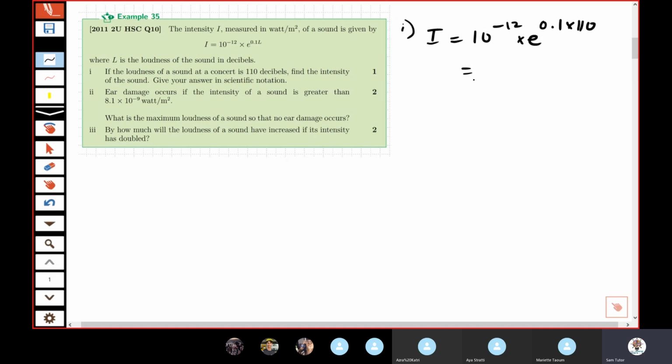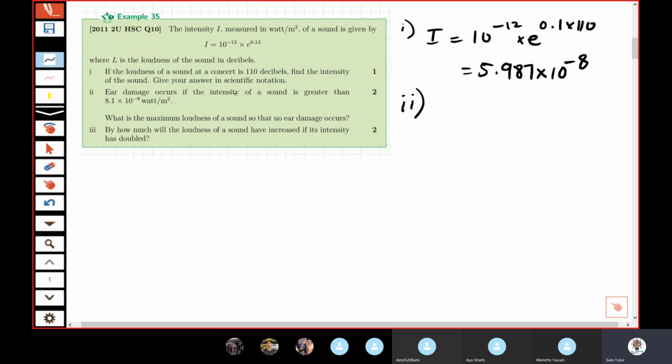Times e to the power of 0.1 times 110. That becomes 5.987 times 10 to the power of -8. Anybody not get that? Okay, double line.